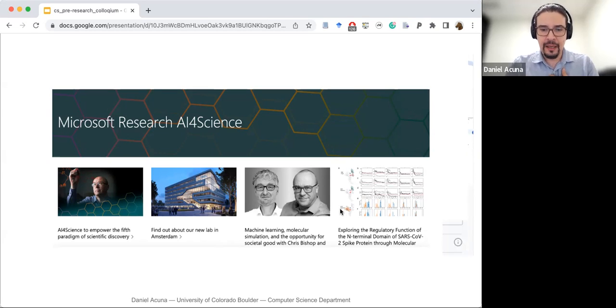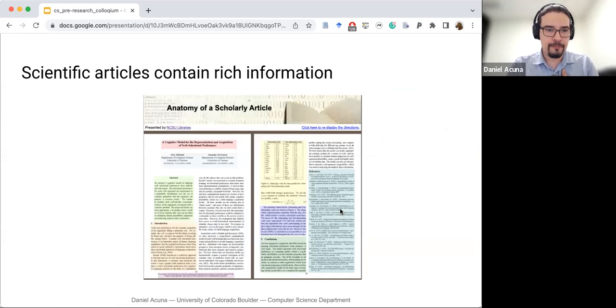So in my research, what I'm trying to do is exploit the basic medium by which we transmit new information in science. The data that we have in science, one of the most important data sets are papers, basically scientific papers that are published in conferences and journals.